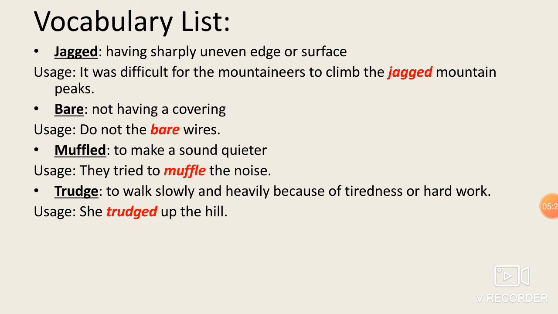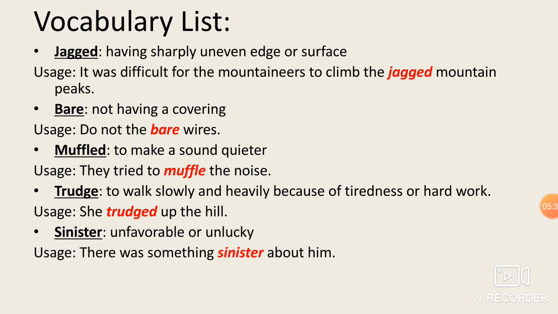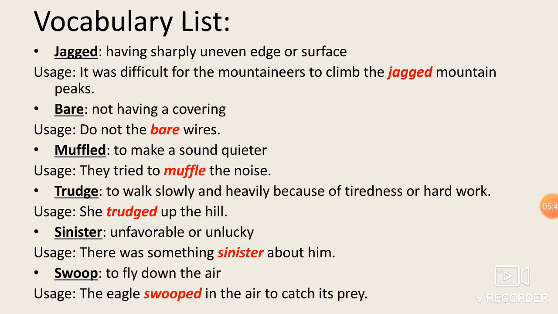Next word, trudge. Yes, the hunters were trudging in the snow. It means to walk slowly and heavily because of tiredness or hard work. For example, she trudged up the hill. Next word, sinister, unfavorable or unlucky. See the usage, learners, there was something sinister about him. And finally, swoop, to fly down through the air, just like the eagle swooped in the air to catch its prey.